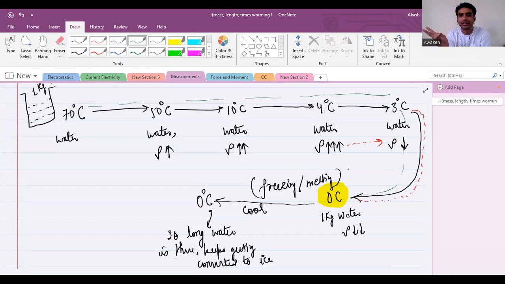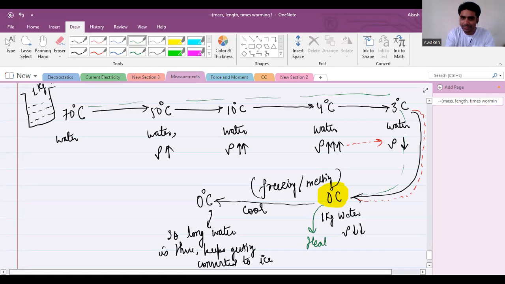See, heat and temperature are two different things. Heat is energy and temperature is the hotness or coolness of a body. You got it? Heat is what? Heat is energy. And what is temperature? Hotness or coolness of a body. So if you further extract heat from here, at 0 degrees, what is going to happen? Something is surely going to happen. Heat is reducing, and heat will certainly be reduced, but the temperature will not change.